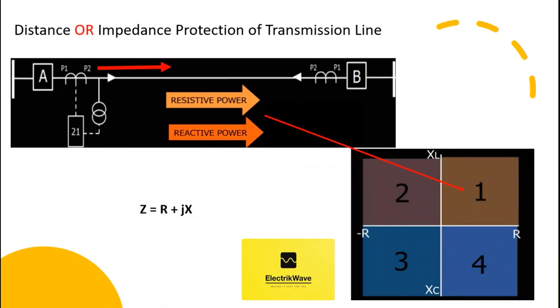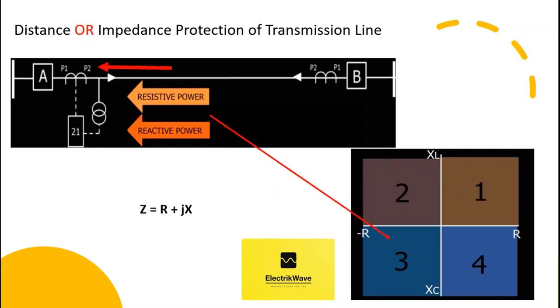When power flows from substation A to B, resistive and reactive power will flow in forward direction, then impedance is seen by relay in first quadrant. When power flows from substation B to A, resistive and reactive power will flow in reverse direction, then impedance is seen by relay in third quadrant.